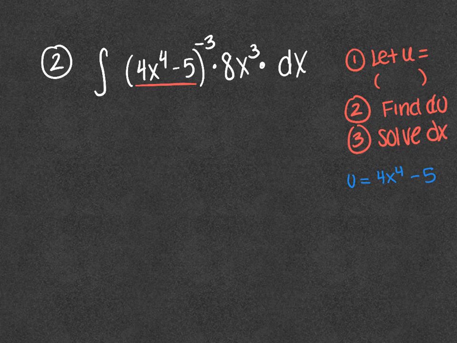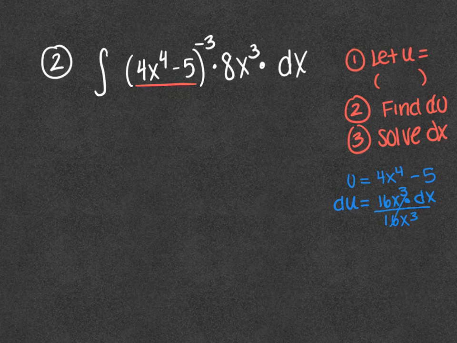Then I'm going to do step 2, take the derivative. So du is equal to, again, derivative, we take the exponent and multiply it by the number in front. So we should get 16x, drop it down a power, x to the third. And again, the derivative of a constant, this negative 5, is 0. We always have to say what variable we're taking the derivative with respect to, so we multiply it by dx. And then step 3, solve for dx. Since that's multiplication, we can divide both sides by 16x to the third.